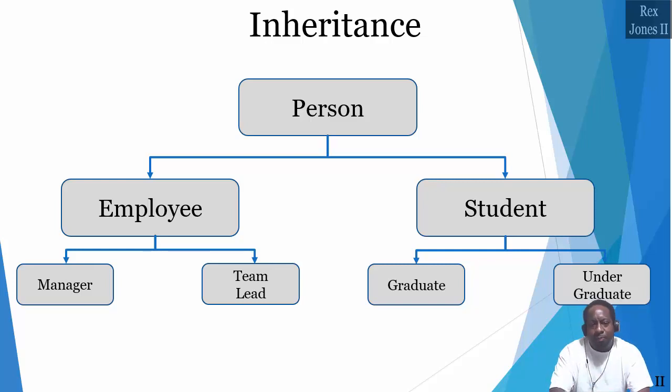With this diagram, undergraduate has three forms. Undergraduate has the form of a person, undergraduate has the form of a student, and undergraduate also has the form of its own type, undergraduate.